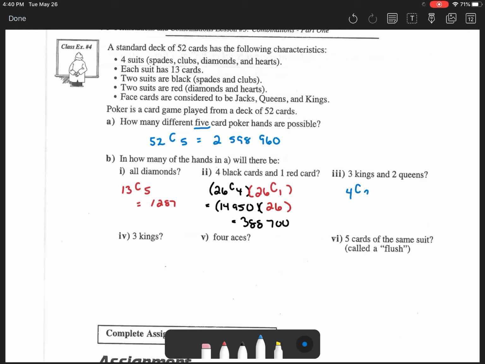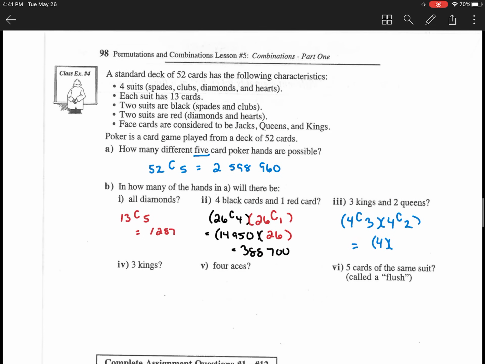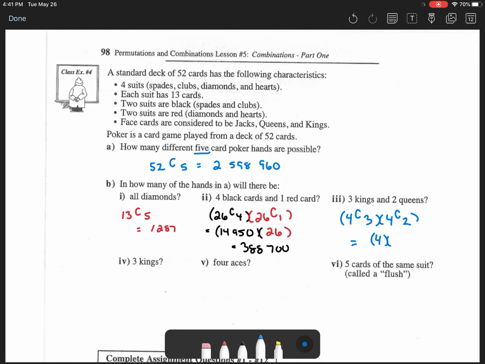Next, I got 3 kings and 2 queens. So the 3 kings, well, how many kings are there? There are 4 kings, and I want to choose 3 of them. That's where my 3 kings are. 2 queens, well, there are 4 queens, but I only want to choose 2 of those. So it's going to be 4 choose 3 and 4 choose 2. Okay, so 4 choose 3 is 4.